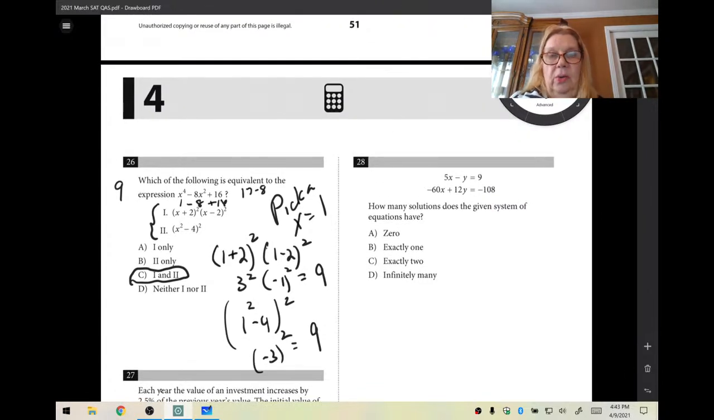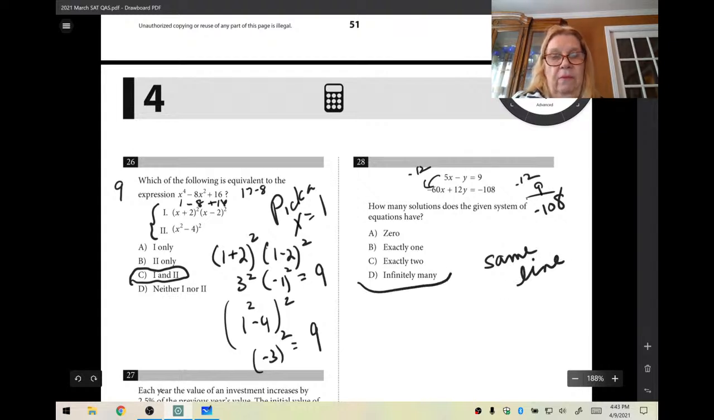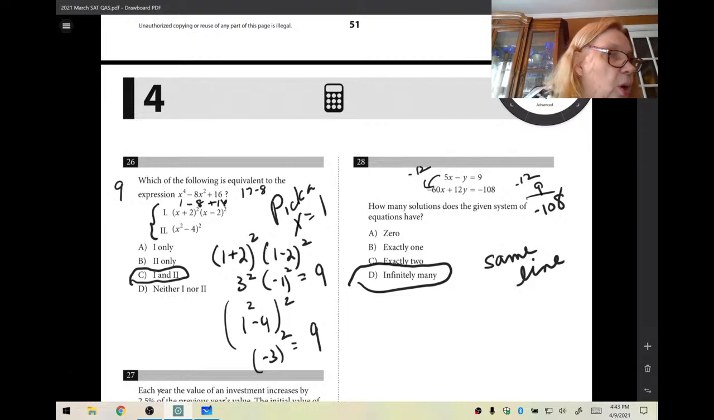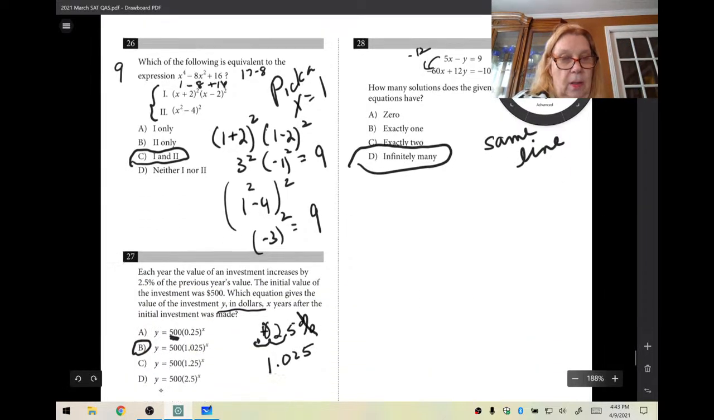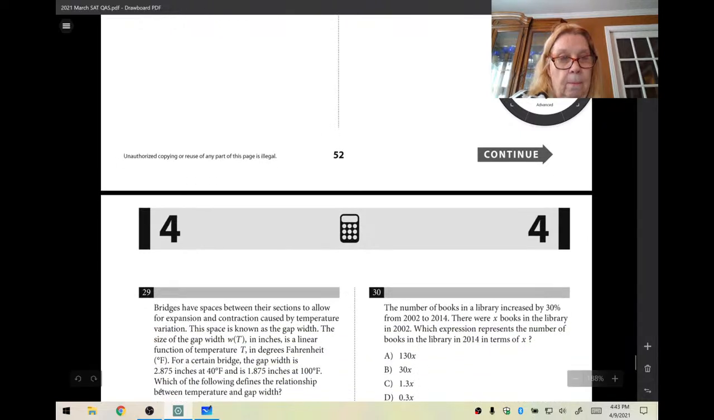This one, how many solutions? Well, sort of looks like we're multiplying by the same factor, which is a minus 12 each time, right? Because 9 times a minus 12 will get us a minus 108. So it's the same line. So that'll be infinitely many solutions. So that's for 28. Then we're going to 29.